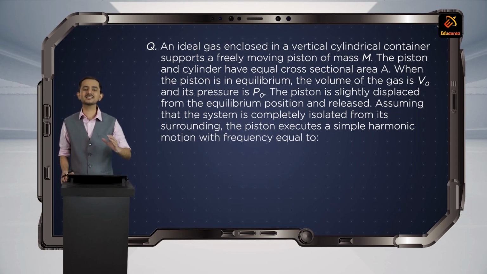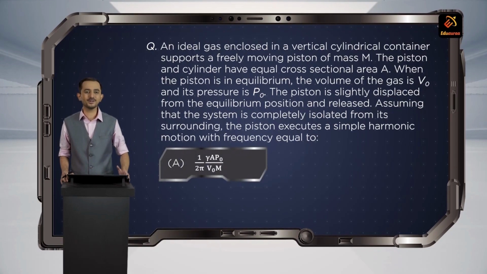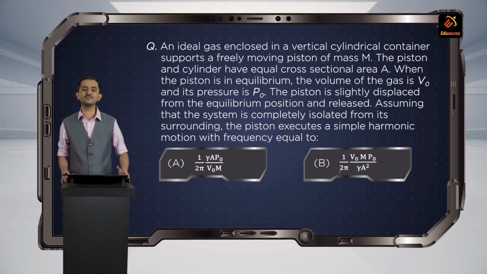Assuming that the system is completely isolated from its surrounding, the piston executes a simple harmonic motion with frequency equal to what? Your four options are: option A, 1 upon 2 pi A gamma P0 the whole upon V0 into M. Option B, 1 upon 2 pi V0 into M into P0 the whole upon A square into gamma.